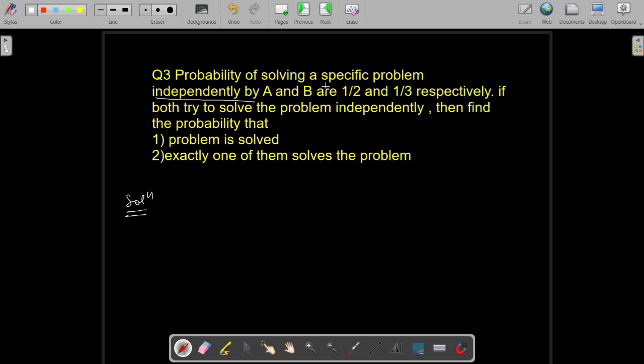Okay. So now what all is given to us? We are given with probability of A solve the problem 1/2. Probability of B solve the problem 1/3. And both try to solve the problem independently. Now first we have to find problem is solved. So what we need to find? The problem is solved means either A solve the problem or B solve the problem or both solve the problem. That means the problem got solved, whether by A, by B, or by both together, right?